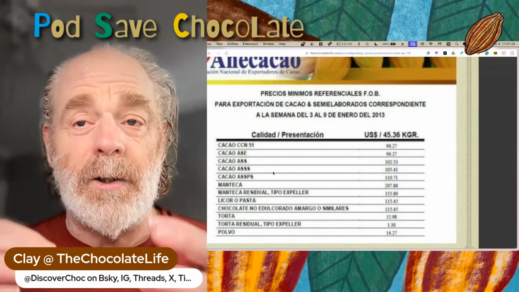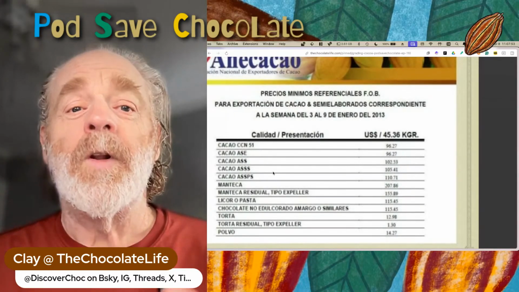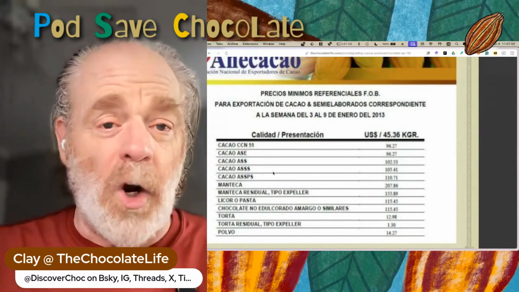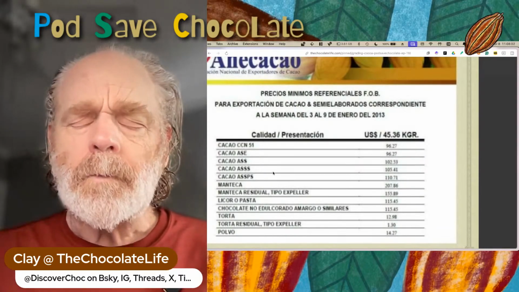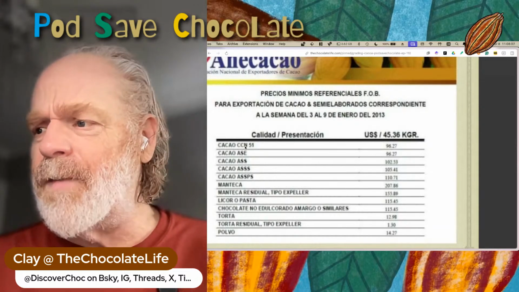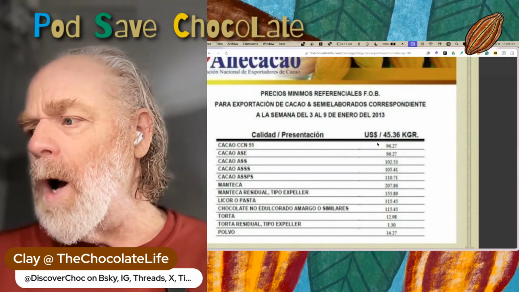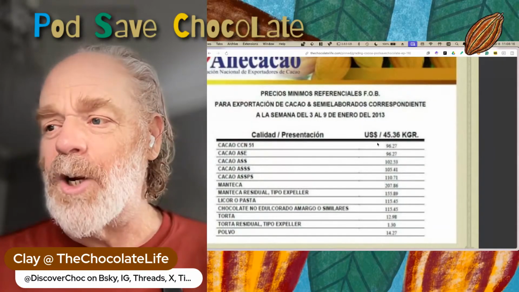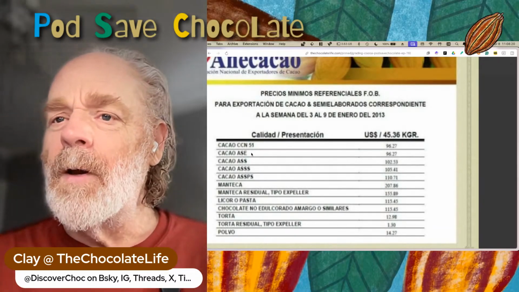And a bean which has more defects commands a lower price. And so beans that are the lowest quality may only work for cocoa butter, and beans of the highest quality could be used for quote unquote specialty chocolate. Now it's interesting that CCN 51 here, at the time that this was done, was considered a separate classification, but it had the same price ratio.